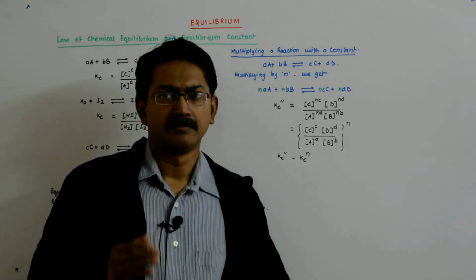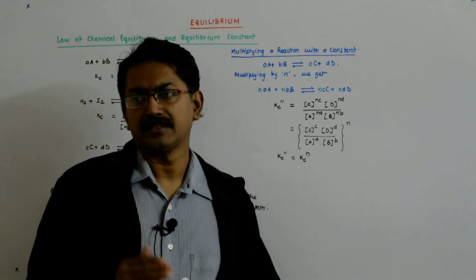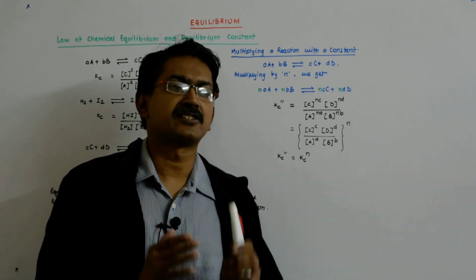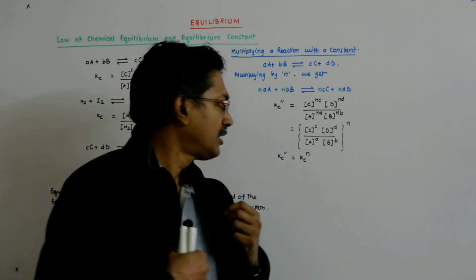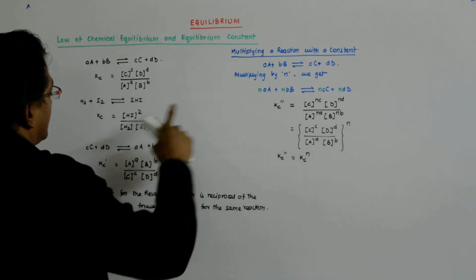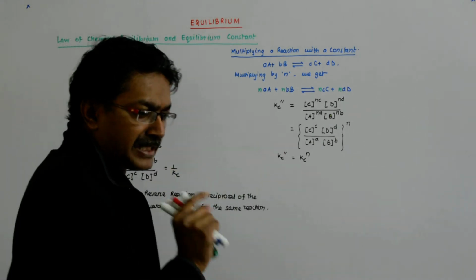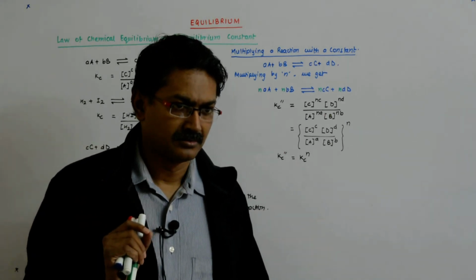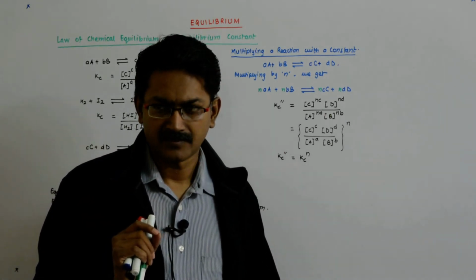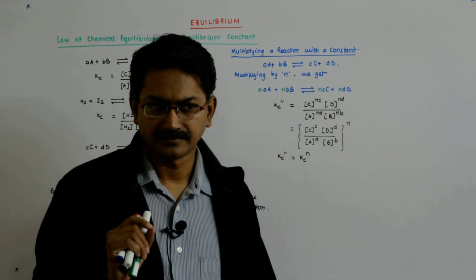Why? Because the equilibrium constant that you use for judging whether the reaction has moved in the forward or the reverse direction is not this, but the one with the minimum multiples which are required for balancing the reaction. Okay, you should keep that in mind.